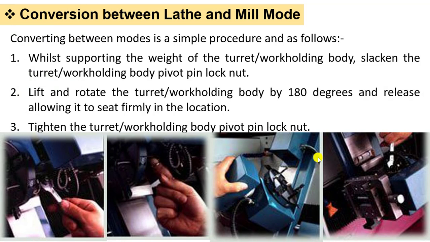Next is conversion between lathe and mill mode. It includes 3 steps. First you have to loosen the lock nut, and you have to use the spanner to loosen it. After loosening the lock nut, you have to rotate the assembly by 180 degrees, and then again tighten the lock nut. So the conversion between lathe and mill mode is very simple. It includes just 3 simple steps: loosening, rotating and tightening the lock nut, which requires only one tool, that is an open spanner or close spanner. So it's a very simple task.